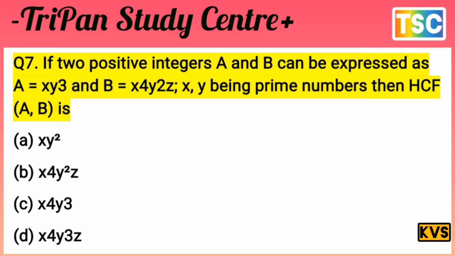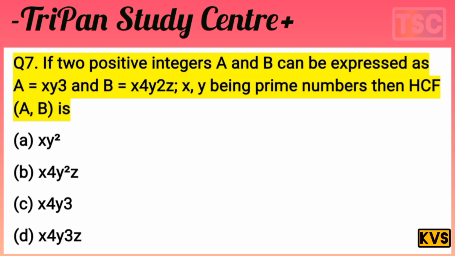There are only three options left here. Remember, that's important. But first of all, test your knowledge. I give you a few seconds to solve this question. You must have a thought of your answer. Let's see what is the answer for this question. The two positive integers a and b can be expressed as a equals xy^3 and b equals x^4 y^2 z, where x and y are prime numbers, then the HCF of a and b.